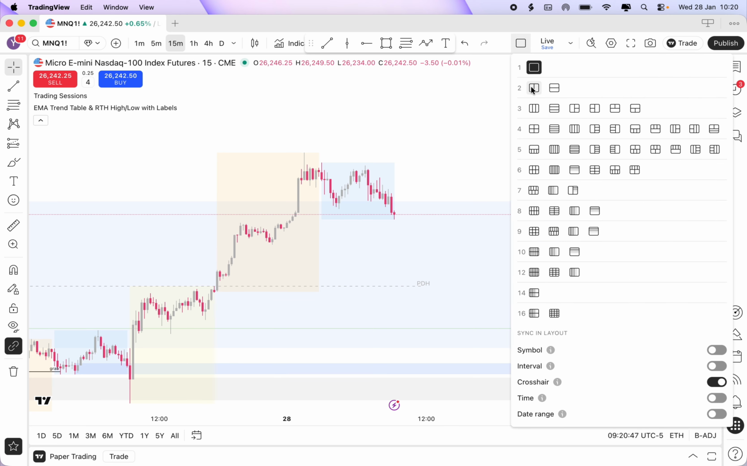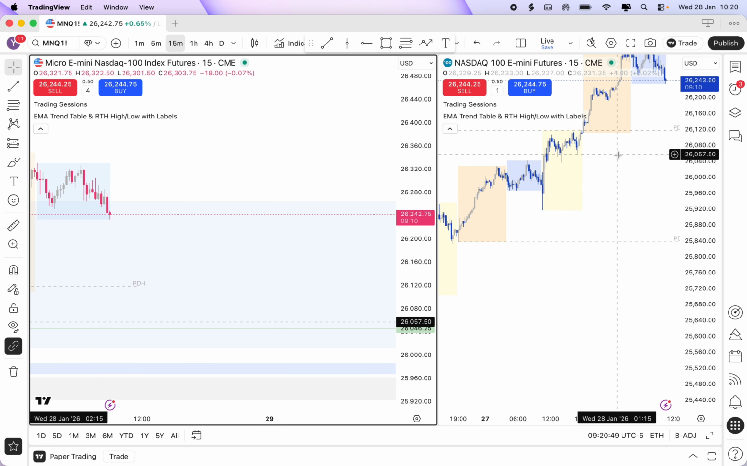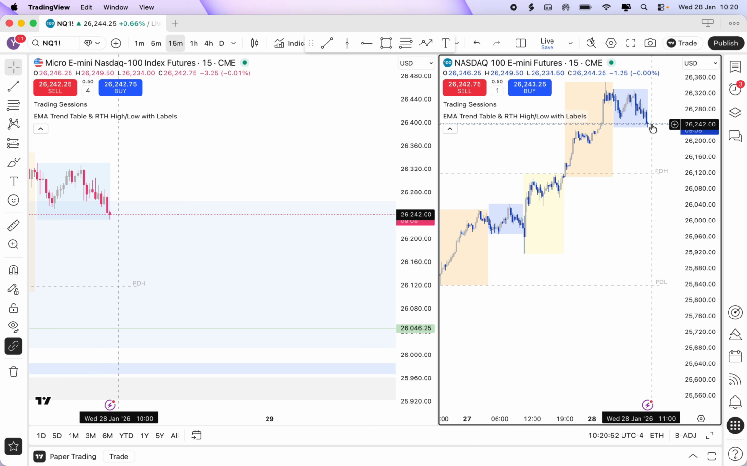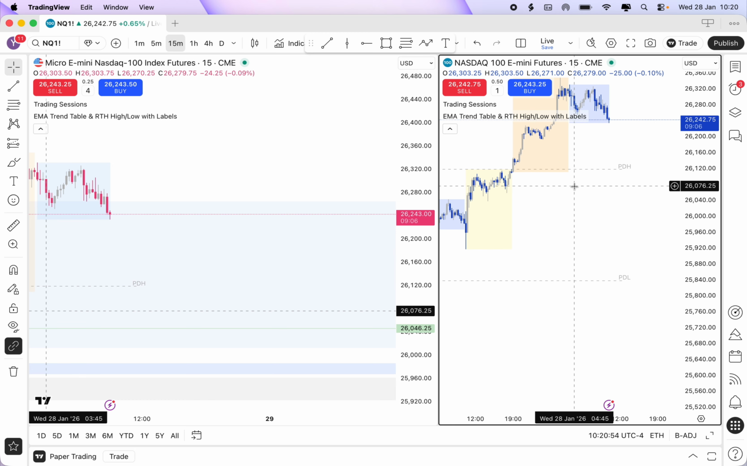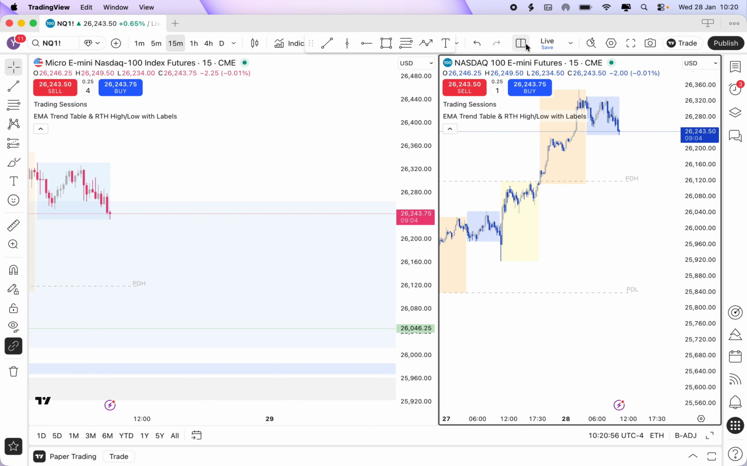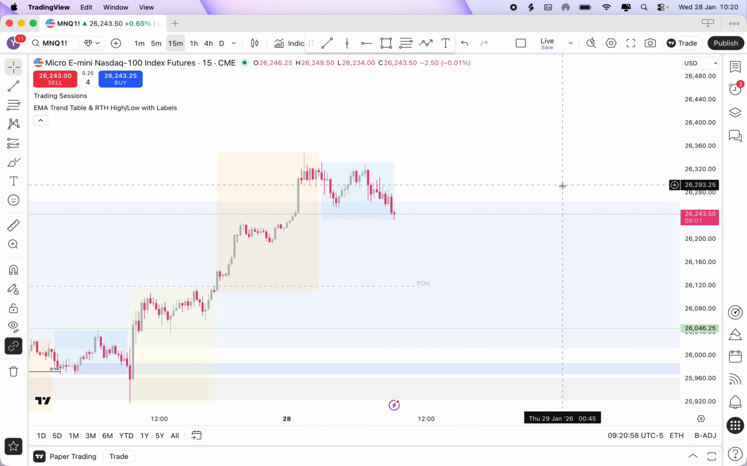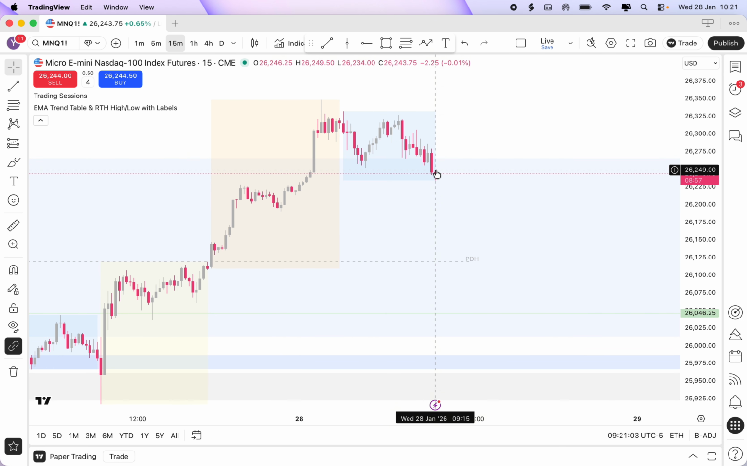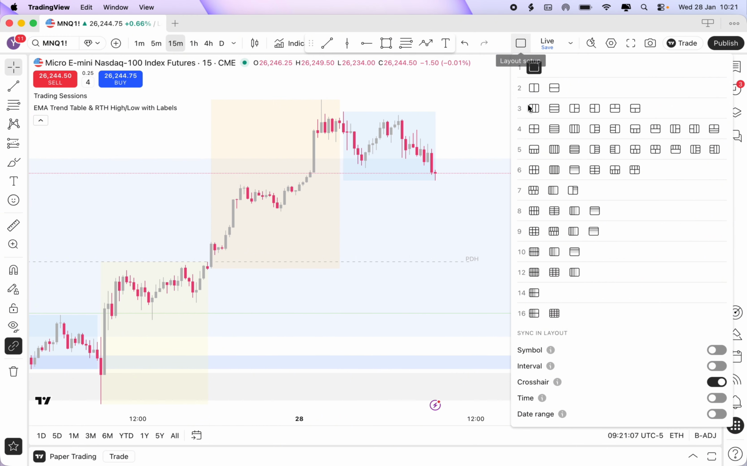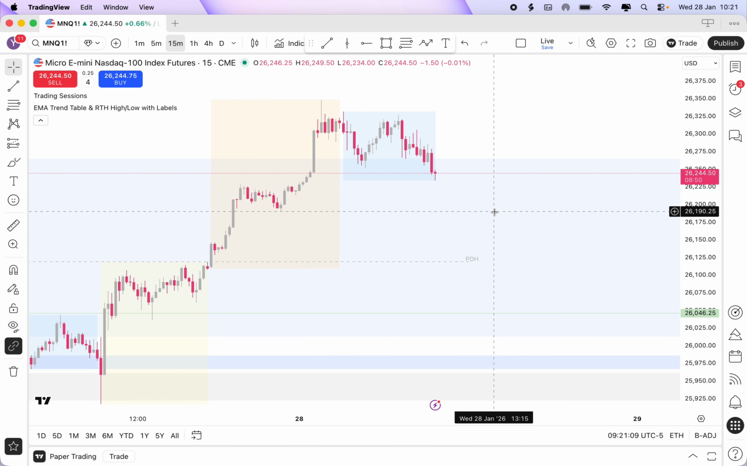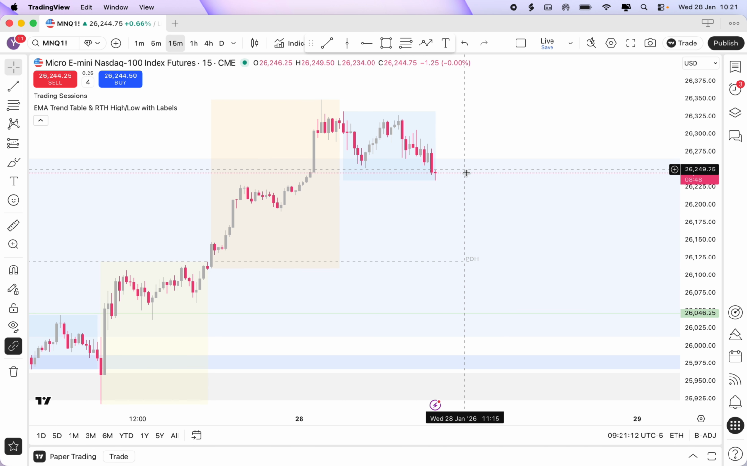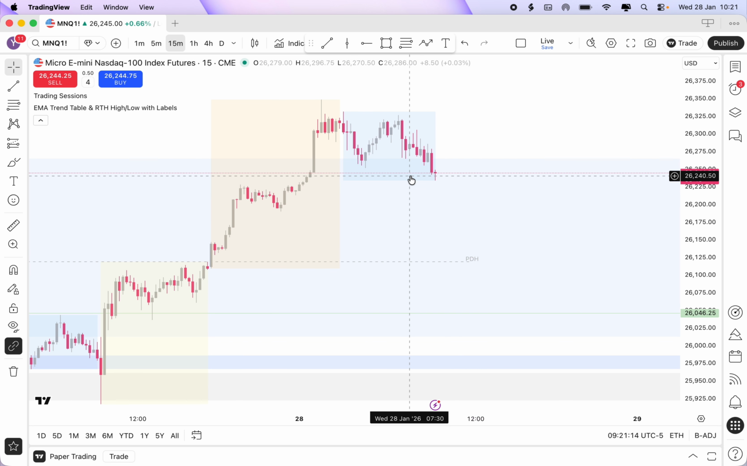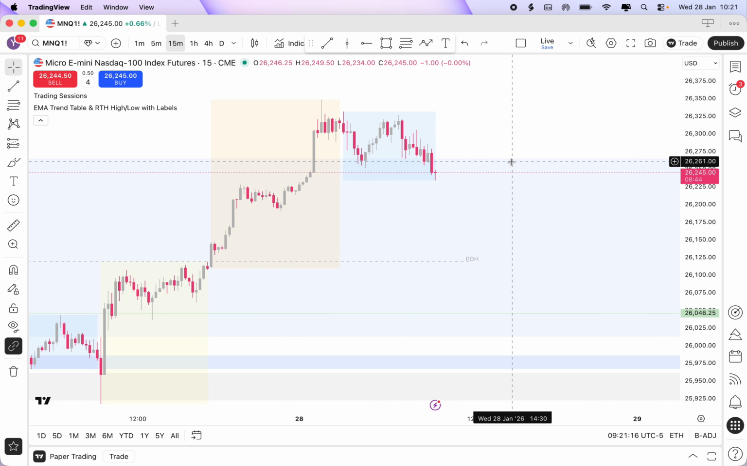micro Nasdaq, or we're gonna trade on the actual Nasdaq, just depending on how big my stop loss is, because sometimes it's too small, so I need the full contract so that I can actually get a 2% risk. Okay, so now we're just gonna do some analysis.